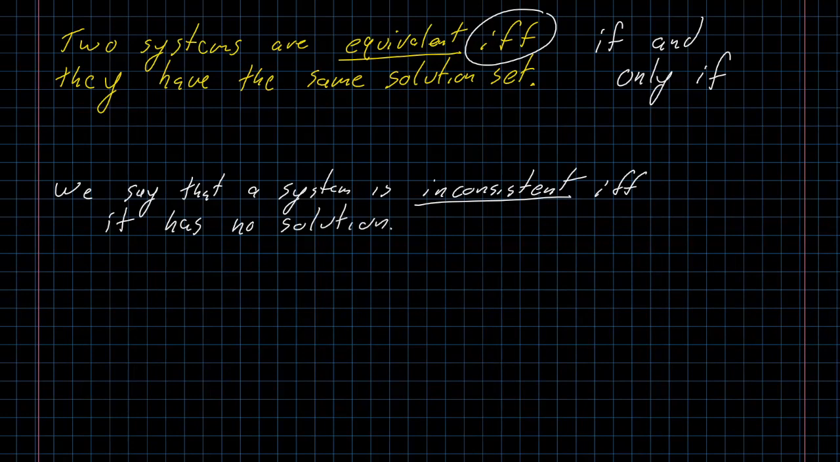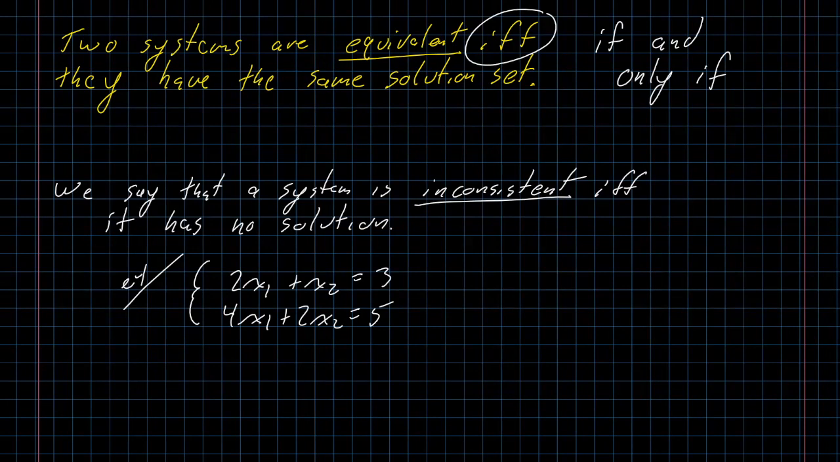We say that a system is inconsistent if and only if it has no solution. So a system which has no solution is inconsistent. A system called inconsistent has no solution. And as a quick example here, let's take a look at the system 2x1 plus x2 is equal to 3, and 4x1 plus 2x2 is equal to 5. If I label these as equation A and equation B, we might do something like take equation B minus twice equation A.